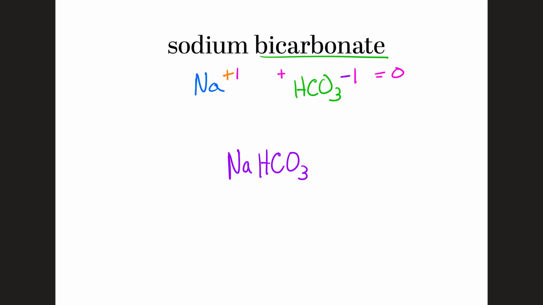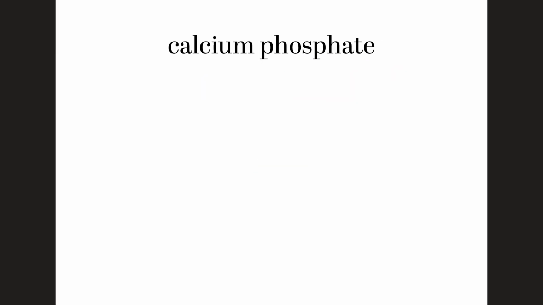So this right here is our formula for sodium bicarbonate. Here we have calcium phosphate. So we have calcium that has a symbol of Ca. If we look at the periodic table, calcium is in group 2, so it has a positive 2 charge.